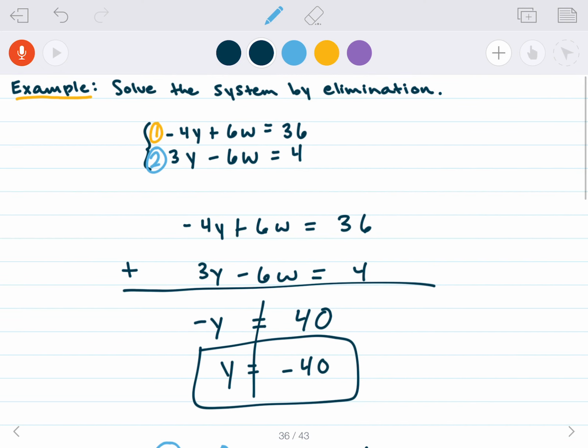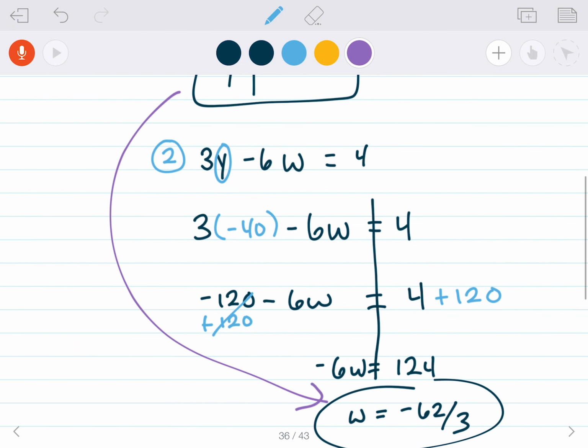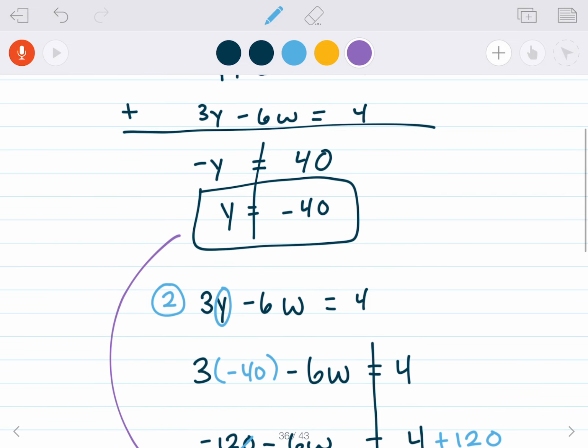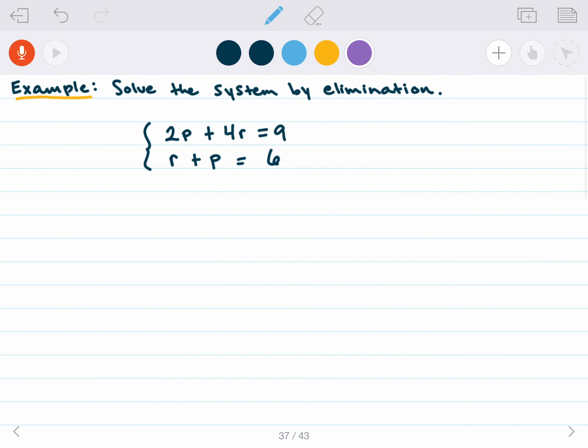Again, what you could do is check yourself on Desmos, but remember Desmos only likes x's and y's, so you might want to change this to x when you put it in Desmos, and you're going to see that the intersection point is going to be x equals negative 62 over 3, y equals negative 40. Okay. All right, again, we have two lines where we have different variables, but we can think of p and r as x's and y's. We treat them the same exact way.